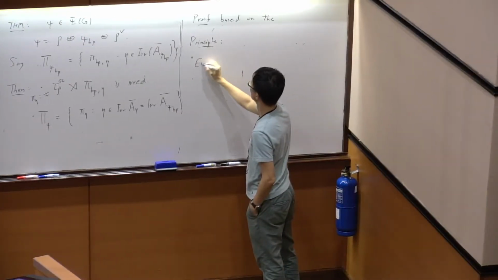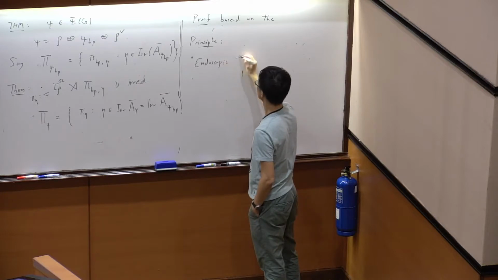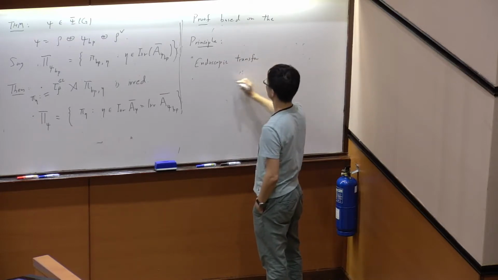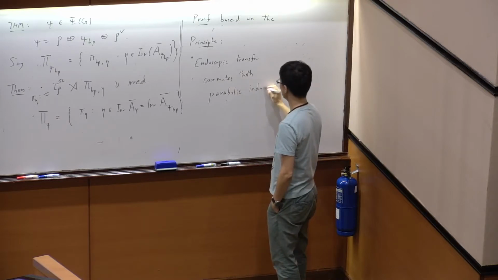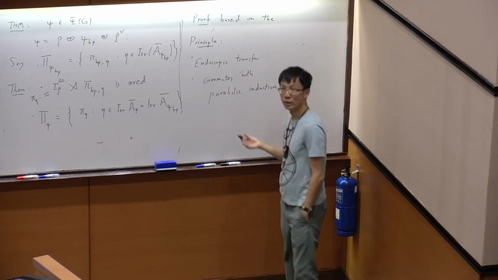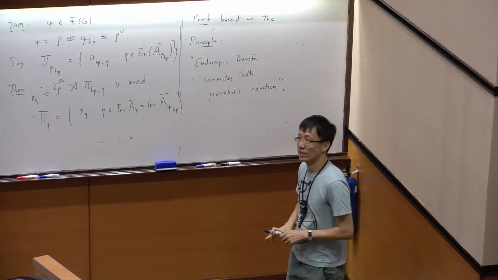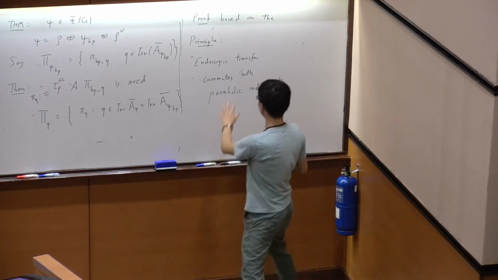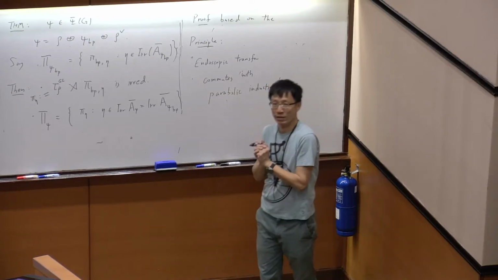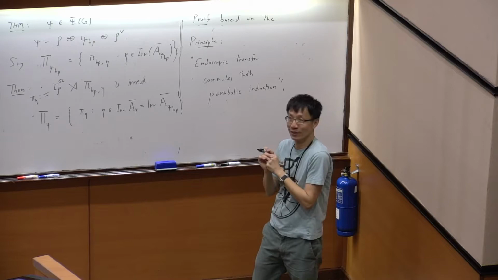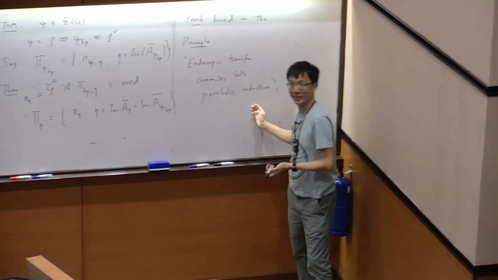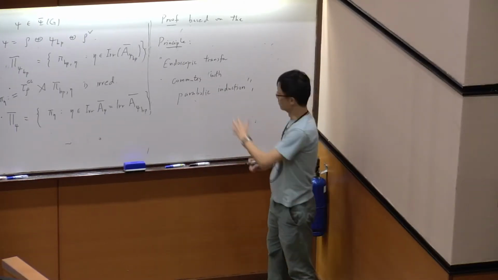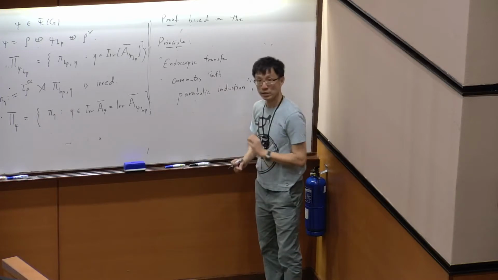That endoscopic transfer commutes with parabolic induction. Okay, so this is a basic fact. And actually the same statement holds if you replace parabolic induction by Jacquet modules. Taking the Jacquet module is the adjoint of parabolic induction, right? So the same statement also holds if you replace parabolic induction by Jacquet modules.